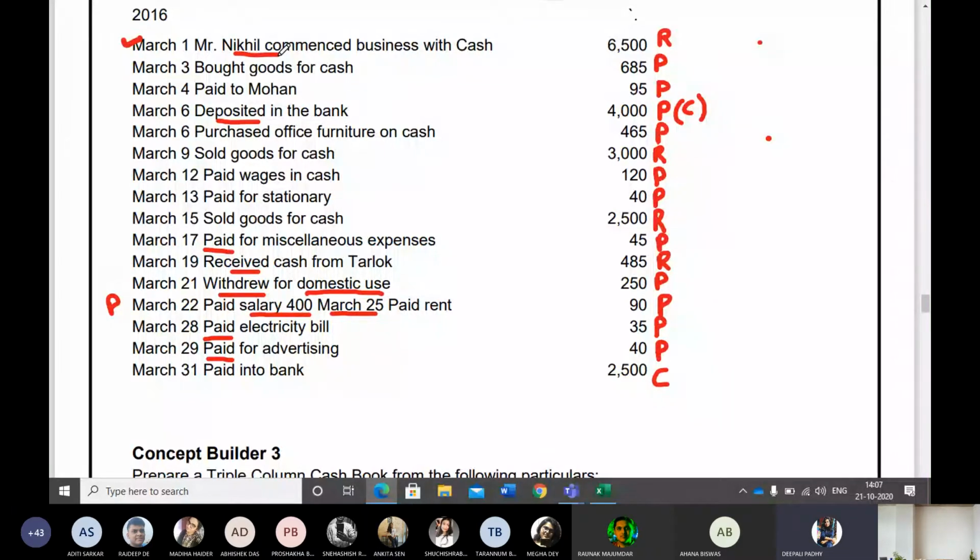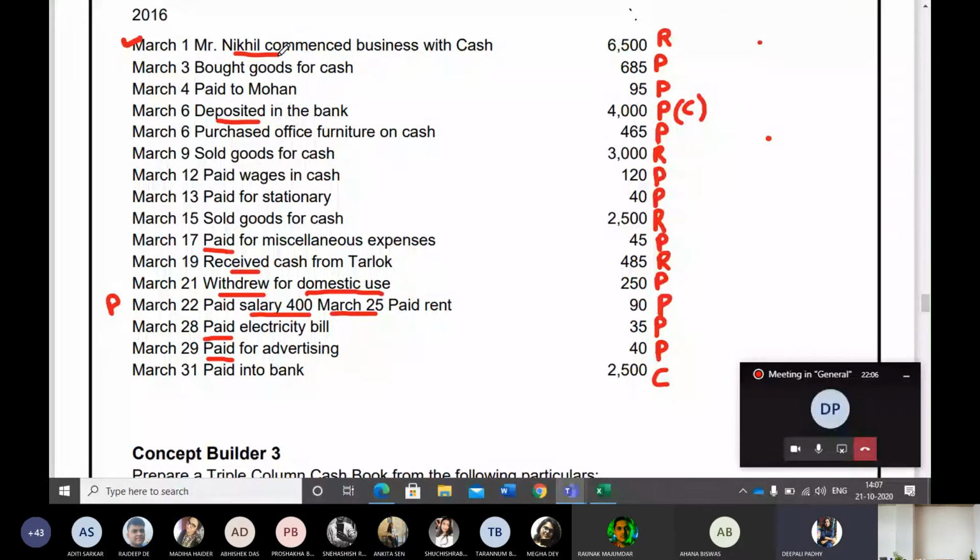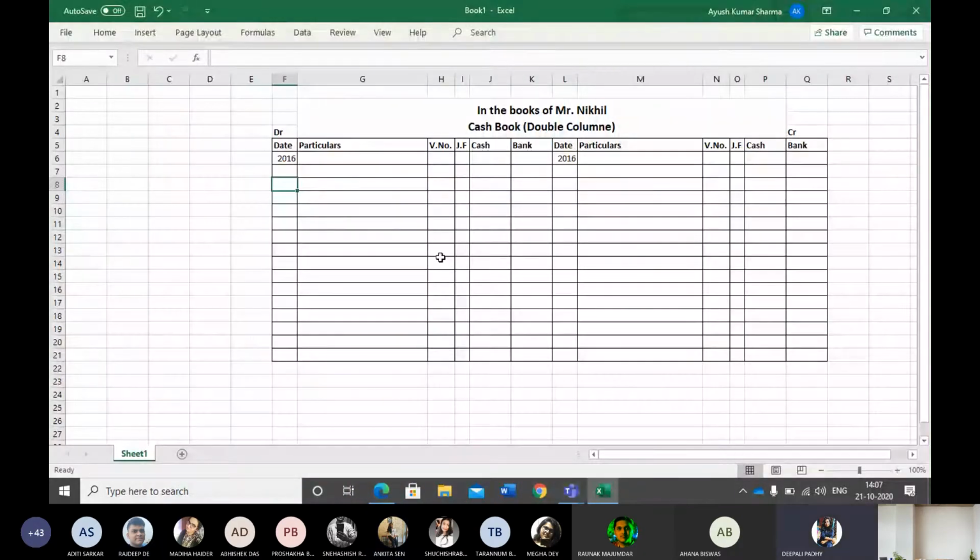Cash account debit to Capital account, Nikhil's capital account, sir. So I'll write 1/3/2016. It's better, 1st March I'll write. To capital. Never forget to write narrations.